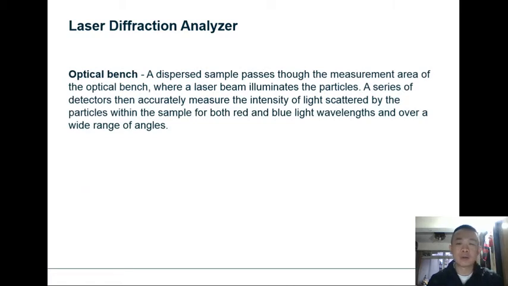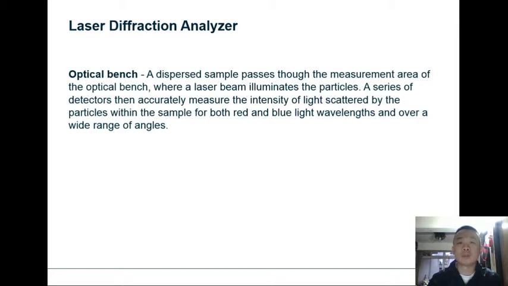So let's talk about the first component, which is the optical bench. Basically, it takes a dispersed sample. Whenever you have that sample, you will pass it through the measurement area on the optical bench, where a laser beam will illuminate the particles. A series of detectors then accurately measure the intensity of light scattered by the particles within the sample for both red and blue light wavelengths and over a wide range of angles.